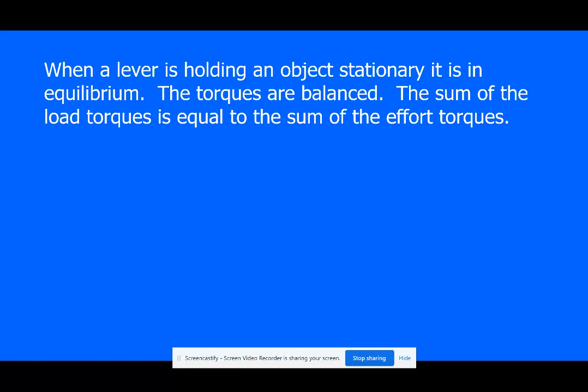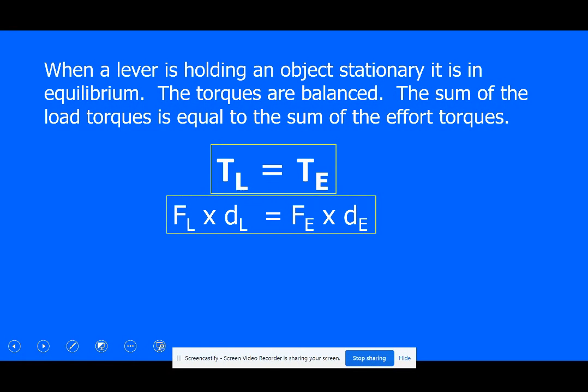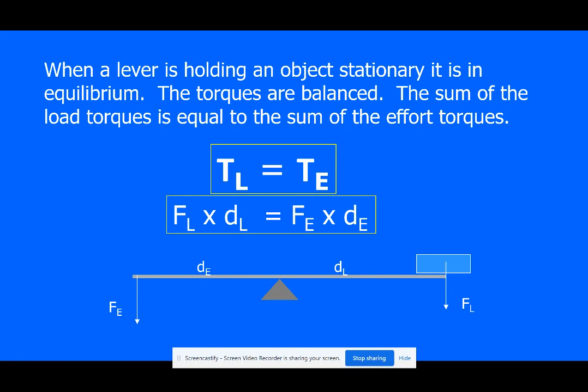So when a lever is holding an object stationary, it's said to be in static equilibrium. The torques are balanced on each side. The sum of the load torques equals the sum of the effort torques. If we expand that, because torque equals force times distance, then you can say that the load force times the load distance equals the effort force times the effort distance. And then there's just a picture of a first-class lever.